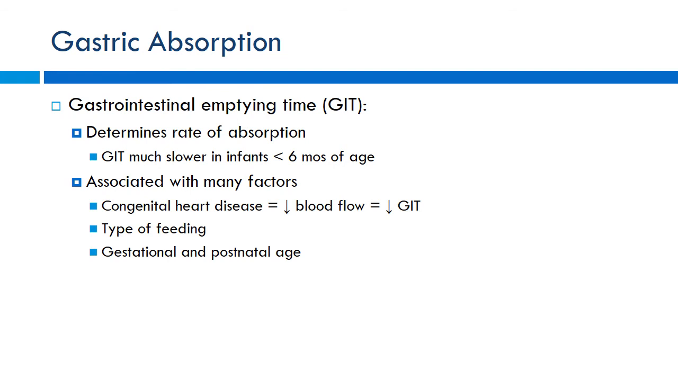It can be affected by the type of feeding that they're receiving, whether it's breast milk versus formula, and then looking at their gestational and postnatal age. So usually as they are either more immature when they're born due to decreased gestational age, or the younger they are, typically the slower you're going to see this be.